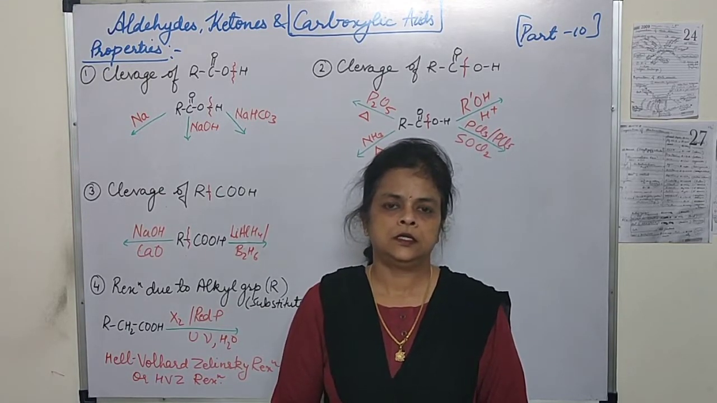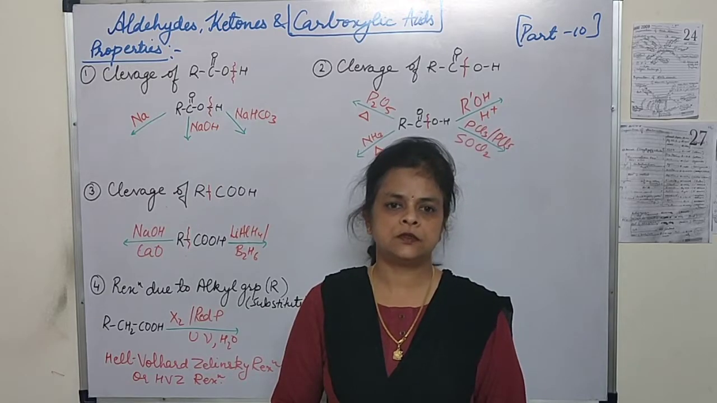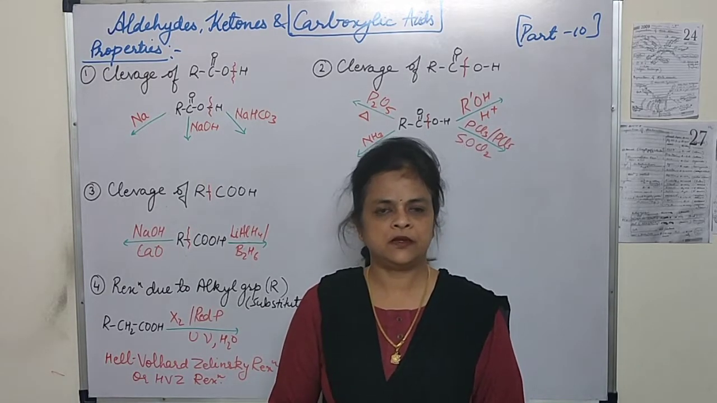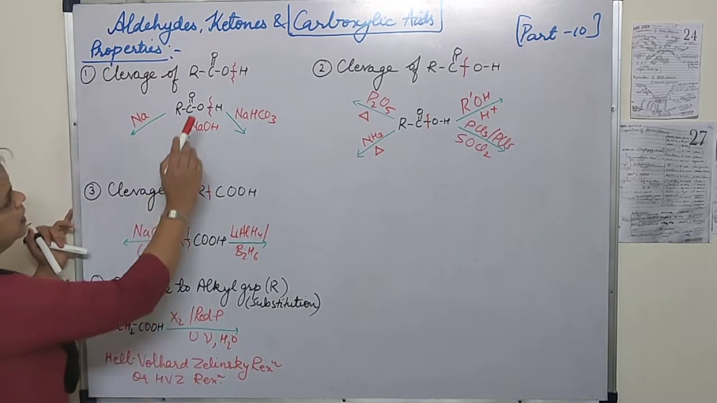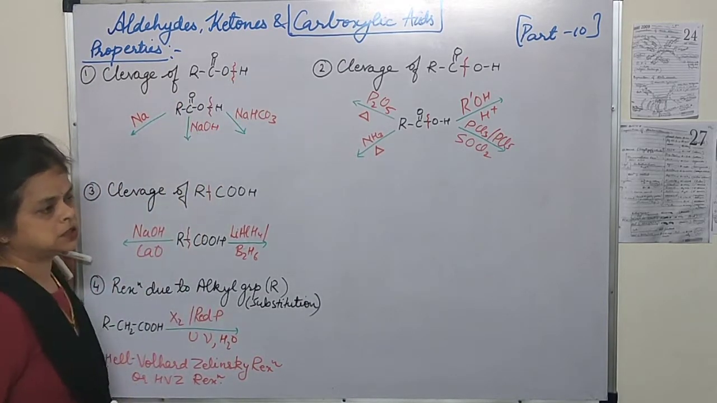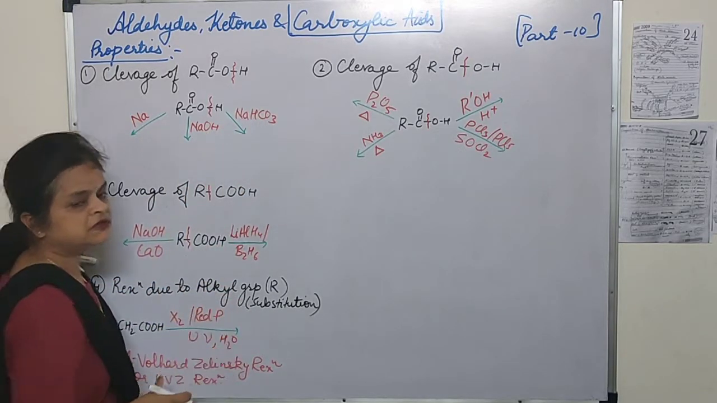Students, in today's class we are going to discuss the properties of carboxylic acids. So let's begin with it. First we are going to discuss the cleavage of the bond between O and H. We had divided all the reactions into 5 categories.